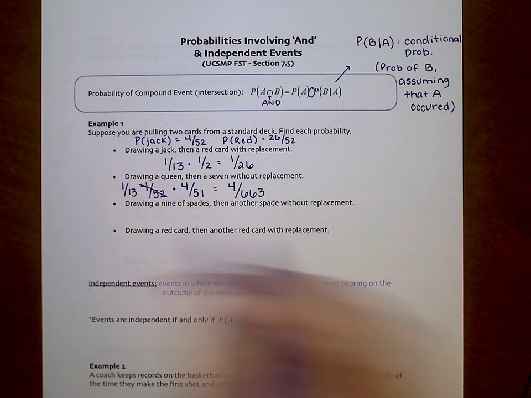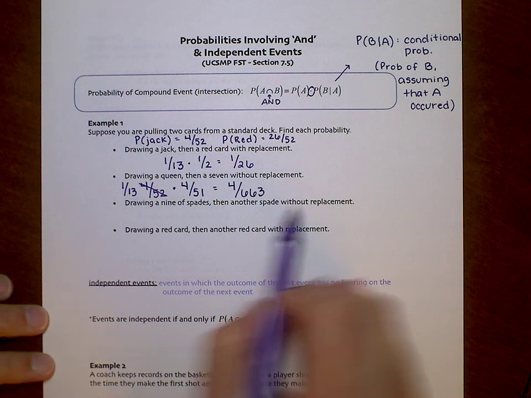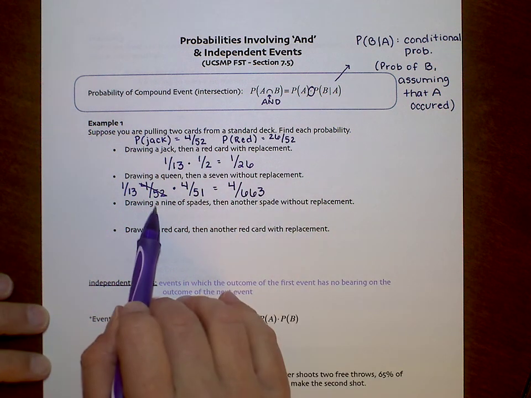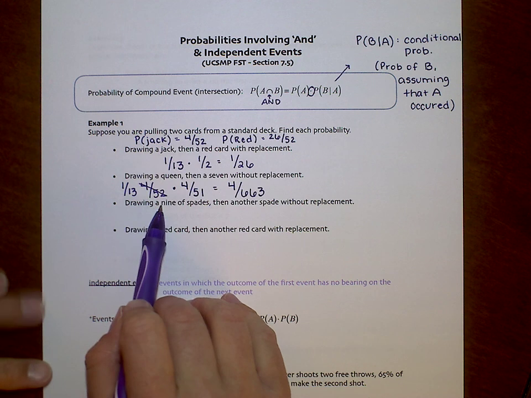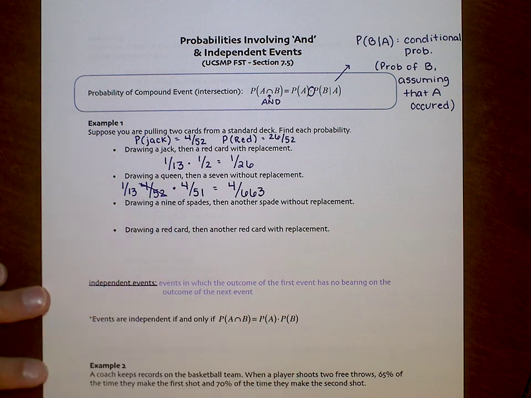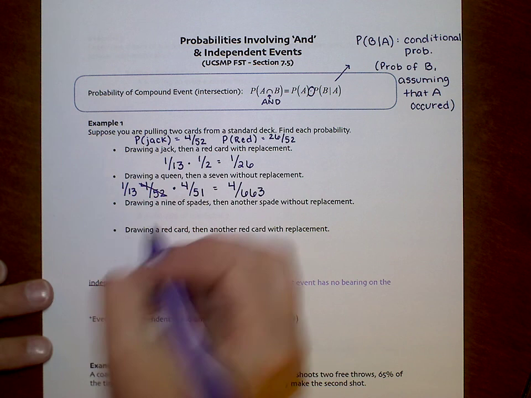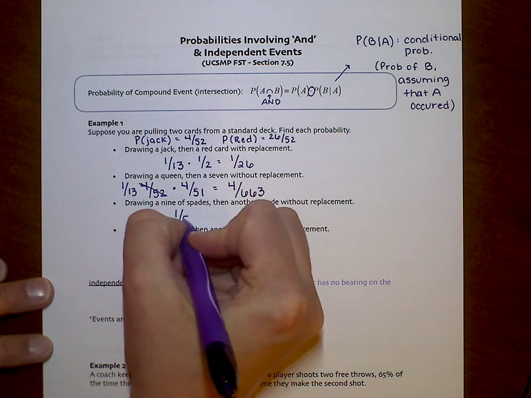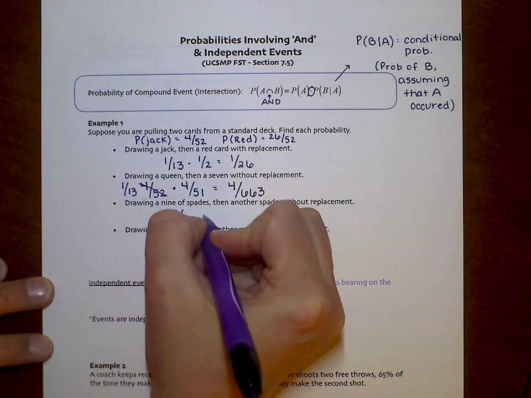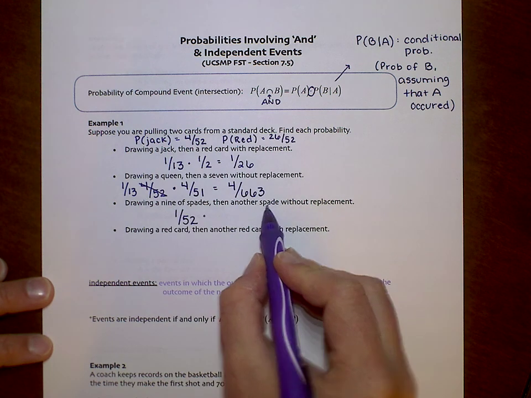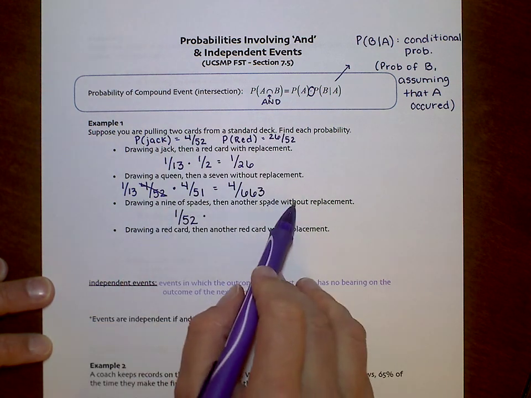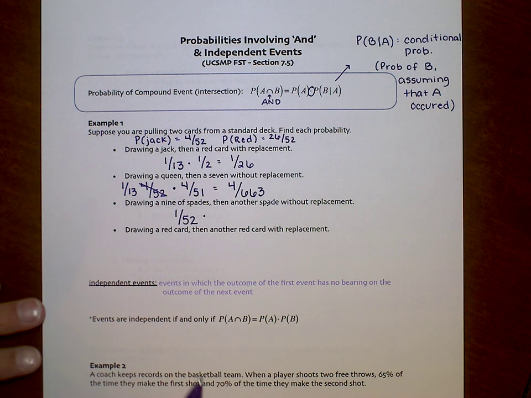Okay, so now this next one, and again, this is without replacement. So when I go to find the probability of my second event, I have to do it as though this already occurred. So a 9 of spades, that's one specific card in the deck. There's only one of those. So the probability of that happening would be 1 out of 52. Now, when I go to find this probability, I'm assuming that I already took out that 9 of spades and it's without replacement, so I didn't put it back.